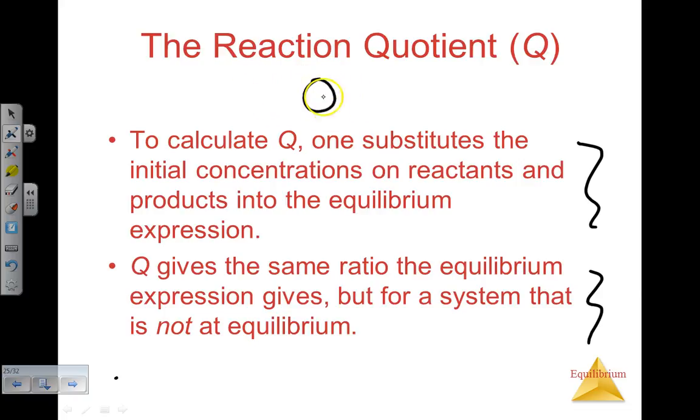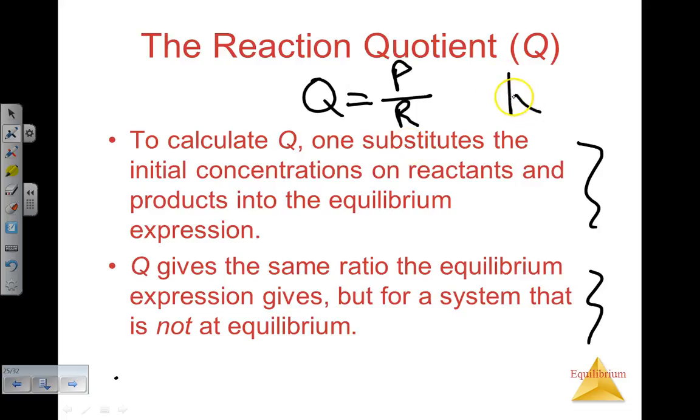So Q, the reaction quotient, equals the ratio of the products over reactants. And of course this is products raised to the power times products, however many products you have, over the reactants raised to the power times reactants raised to the power, on down the line. But products over reactants.